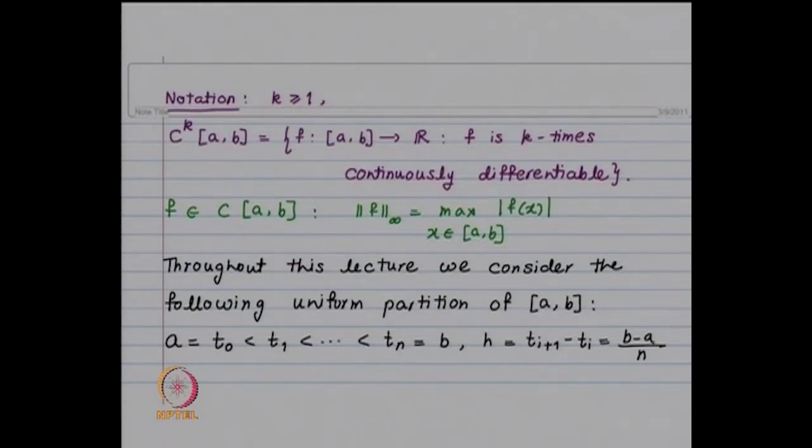Throughout this lecture, we are going to consider the following uniform partition of the interval [a, b], which is a equal to t_0 less than t_1 less than ... less than t_n equal to b. For i equal to 0, 1, up to n minus 1, t_{i+1} minus t_i is equal to h, which is equal to (b minus a) by n.